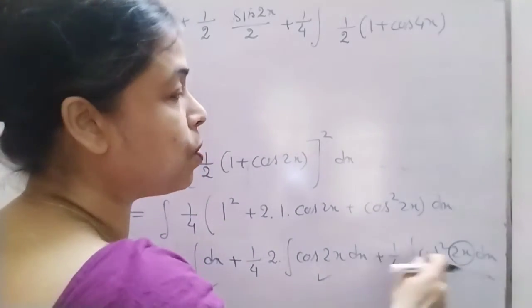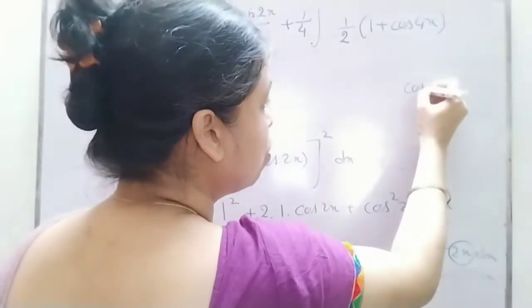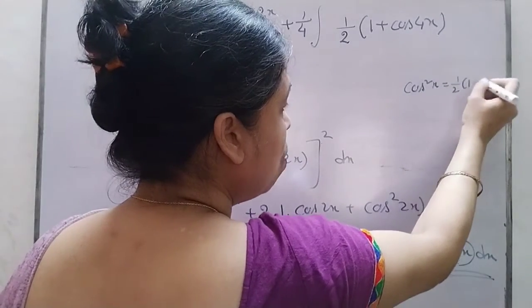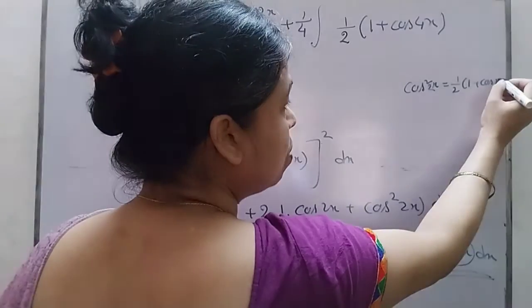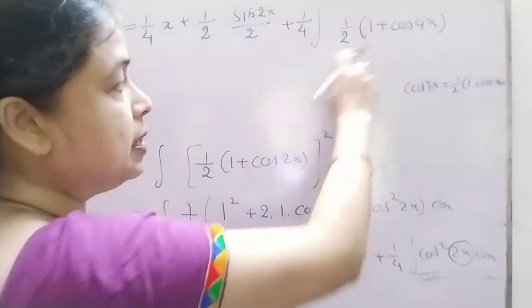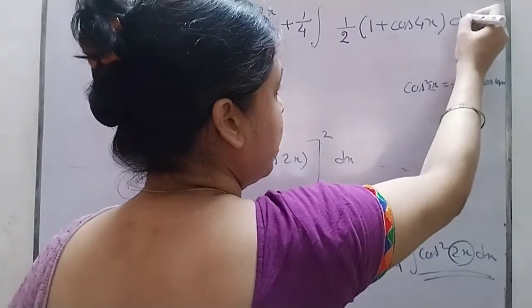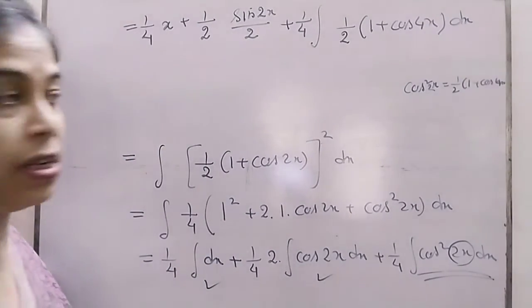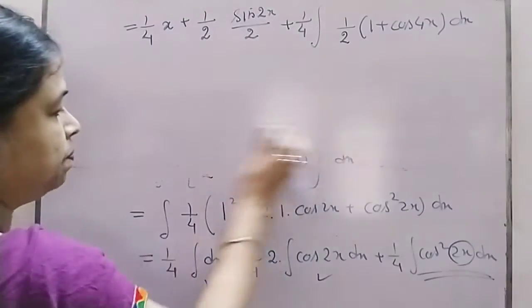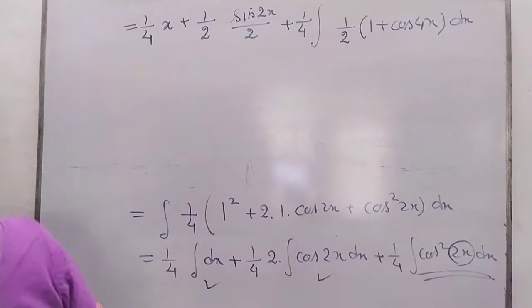So in the place of cos square x, because you know this is your cos square x, cos square x is half of 1 plus cos twice x. So cos square twice x will be half of 1 plus cos twice x, which will become 4x. So this is done. Into dx, don't forget to write. Okay? Now you see the question is now converted to some integrable function. Okay? Now what to do?